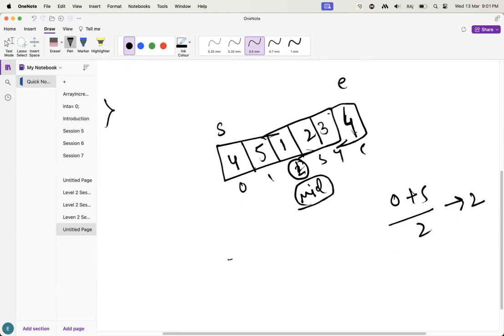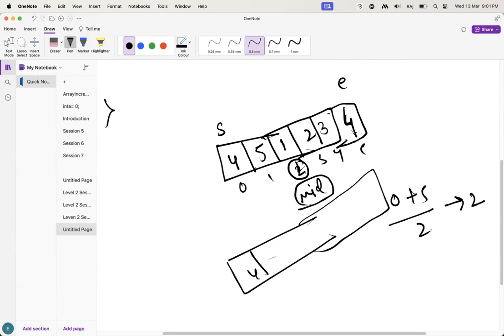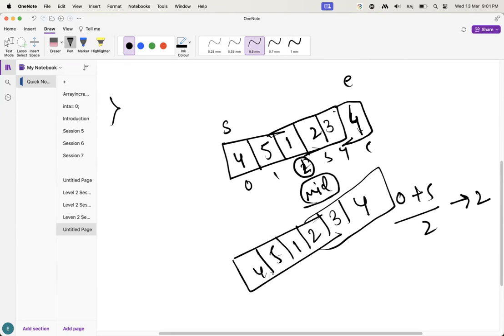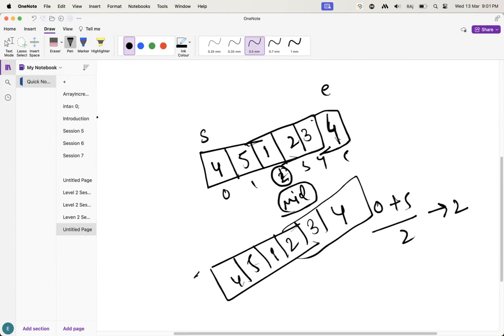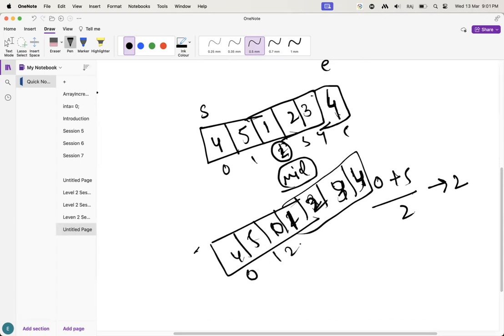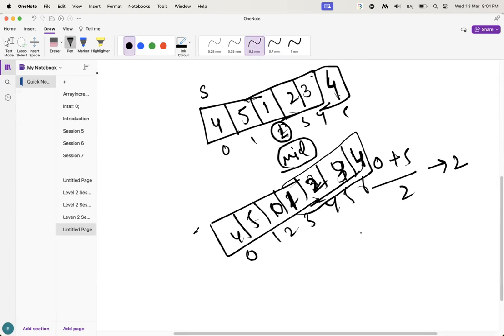Wait, guys. We'll take another one. Guys, now tell me 3, 4, 5, 6. What is the mid value now? This is the mid value, right? 3 is the mid value. Yes, 3 is the mid value.